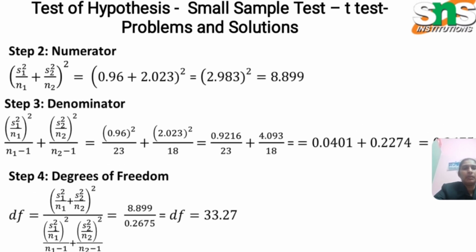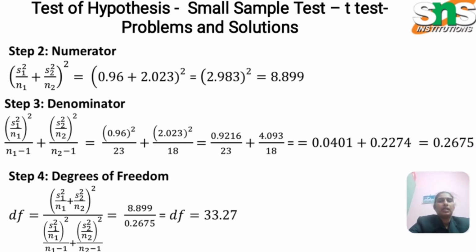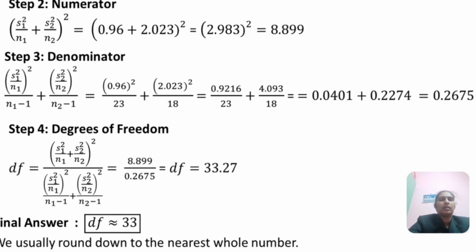For two sample means, s1 square by n1 the whole square, s2 square by n2 the whole square, divided by n1 minus 1 and n2 minus 1. Based on that, we get 0.96 the whole square by 23 and 2.023 the whole square by 18, and you will get 0.0401 plus 0.2274 equal to 0.2675. So the degree of freedom is 8.899 by 0.2675, that is 33.27. The final answer is 33. This is the degree of freedom.